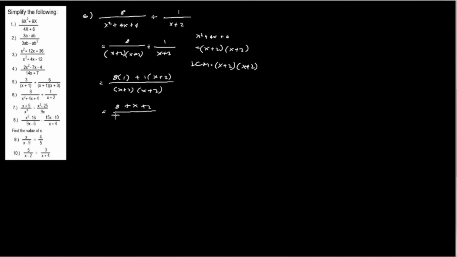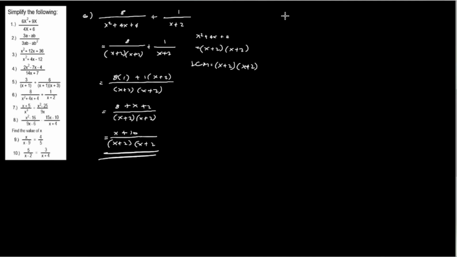And divided by the LCM, or x plus 2 times x plus 2. And the final answer: 8 plus 2, or 10, so variable first, x, followed by the constant, x plus 10, divided by x plus 2 times x plus 2. And this is the answer.